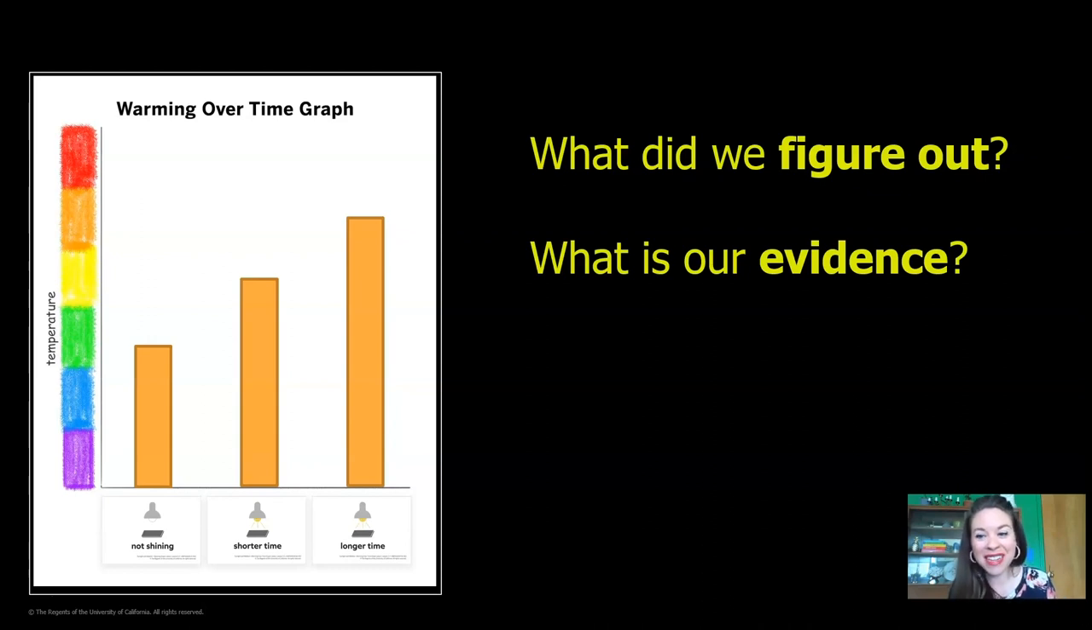Thanks for sharing your ideas. I figured out that the temperature outside on the playground is getting warmer and warmer and warmer. So it starts out cool at night, it gets warm in the morning, and then it gets hot in the afternoon. What is our evidence to prove that that's true?